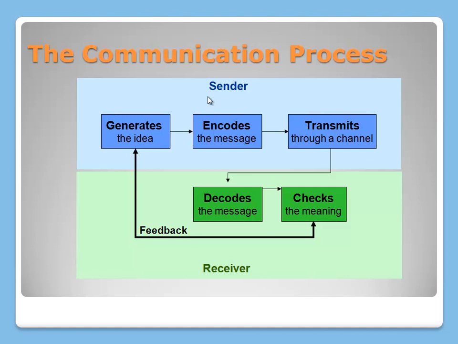And this is a graph that will show you the two parties involved in the communication process, which is the sender and receiver, where the sender generates the idea, encodes, transmits, and then that will be decoded and checked. Then the meaning will be understood from the receiver, and the feedback will be sent back to the sender, and so on.